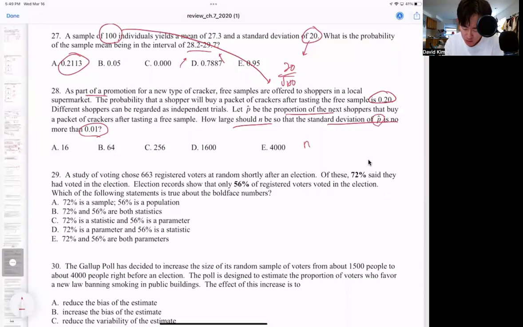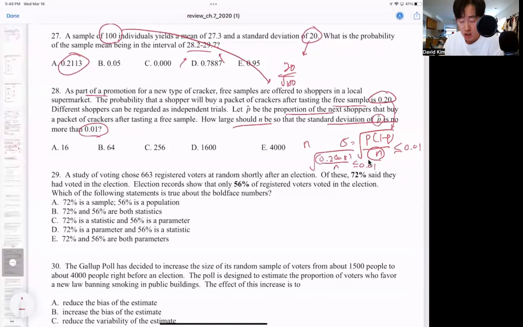We have a proportion of the free sample, which is 0.2, so we can find the sample standard deviation by using the formula square root of P times 1 minus P over N. They're really asking us to solve for N here, and this should be less than or equal to 0.01. When you plug in P as 0.2, you get 0.2 times 0.8 divided by N, and that is going to be less than or equal to 0.01, and then you have to square root that.